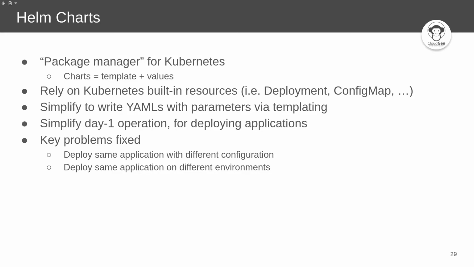So in the end, Helm charts join this information, your template with the values that you provide, and deploy your application. It of course simplifies writing YAMLs with parameters using templating, because if you need to deploy with different values, you don't need to change your template, but only the values. So the kind of problem it fixes is deploying your application with a different configuration in different environments, just by changing the values in your values file, but not the template. But in the end, Helm charts help with day one operations, which is about deploying your application.